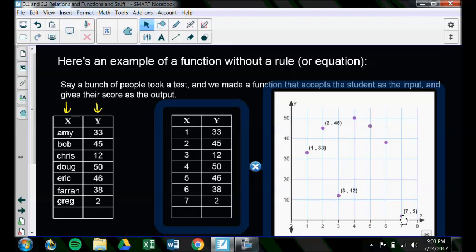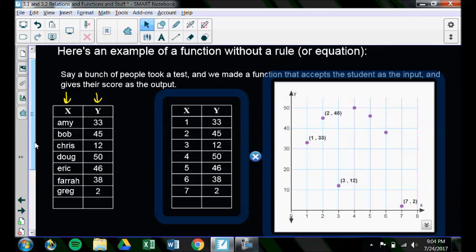Well, still, there's no equation here. I couldn't just tell you number 3 and you could tell me their score, because the student ID number doesn't dictate how well they did on the test. So there's no equation I can make out of this, but I can still make a function where each input is going to only one output. So that's a function. Each input goes to only one output. I can't stress that enough.